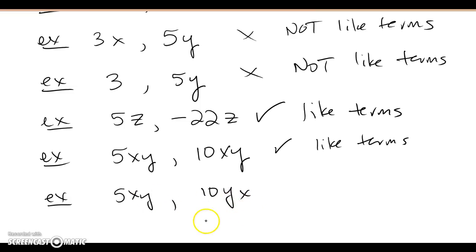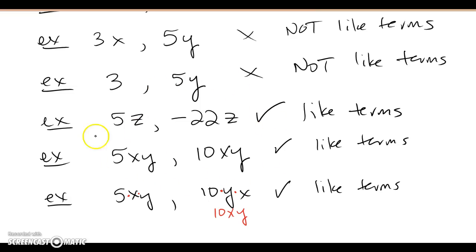How about 5xy and 10yx? Well, they both contain the same variables, they both have the same powers. The order seems a little bit different, but remember, when you have no operation shown, there's automatically multiplication between them. So the order in which you multiply doesn't matter because multiplication is commutative, so this 5xy and this 10yx are really like terms because you can think of that as, oh, I'm just going to reorder it and write it as 10xy. So yep, they are like terms.